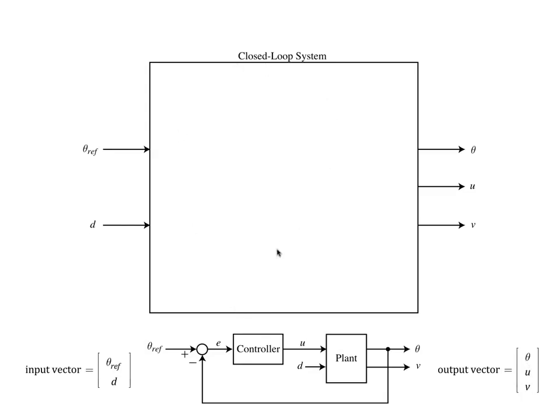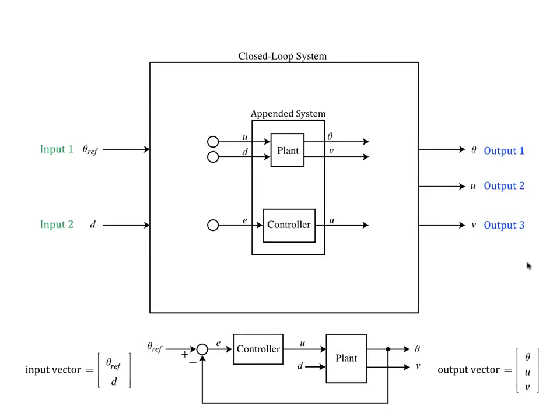Above here, I show a white box representing my closed loop system with the input and output vector elements. And I just want to reiterate that the order of these is important. We want the number 1 input to be theta ref, the number 2 input to be D, and for the outputs, we want the output elements in order to be theta, U, V. So that's conceptually what we're about to do.